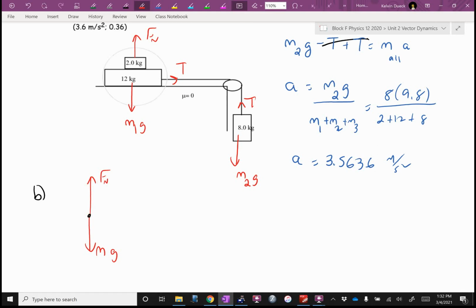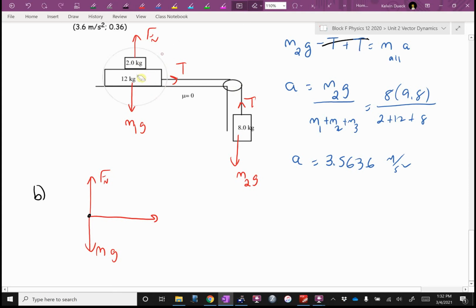Which way is the 2 kilogram mass accelerating? Well, it says the 2 and the 12 accelerate as a system. So if the 12 is accelerating to the right, the 2 is accelerating to the right, which means there has to be a force pointing that way. And the real question is, what force is that? Can't be tension because the rope is not touching the 2.